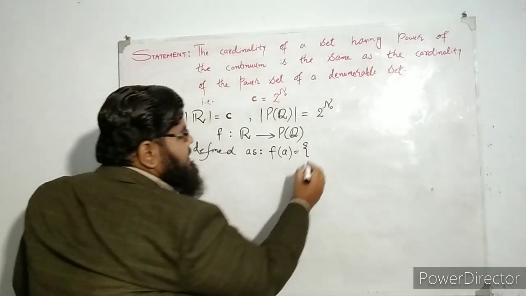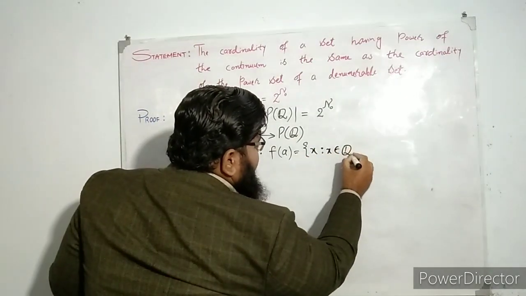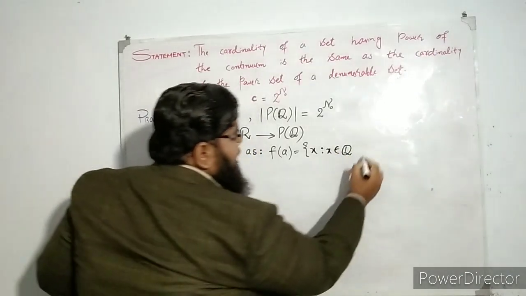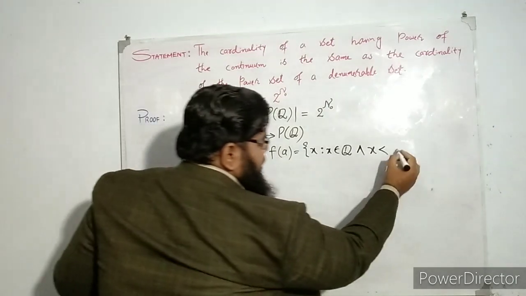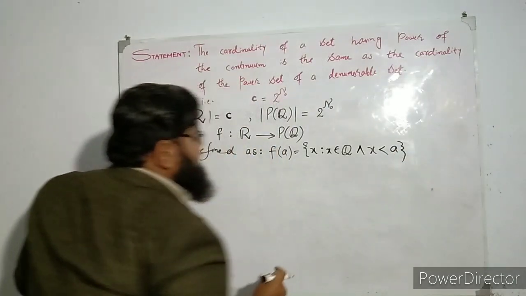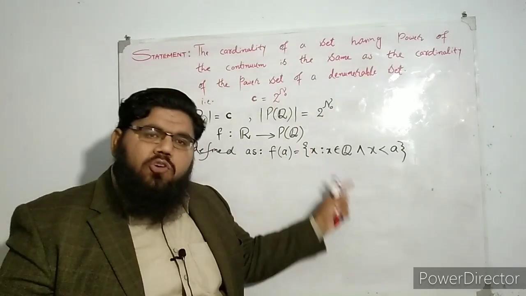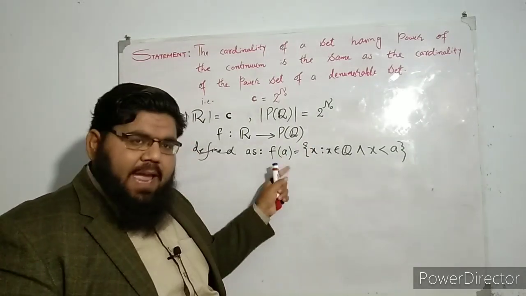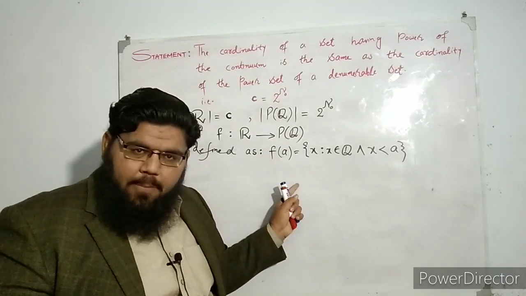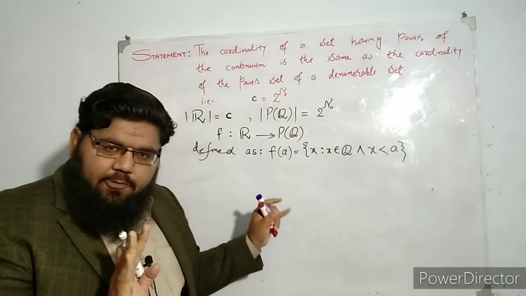It will contain all those x which are rationals and are less than the input a. So basically this mapping will give you all those rationals which are less than the entered real number. So this is the definition of our function.